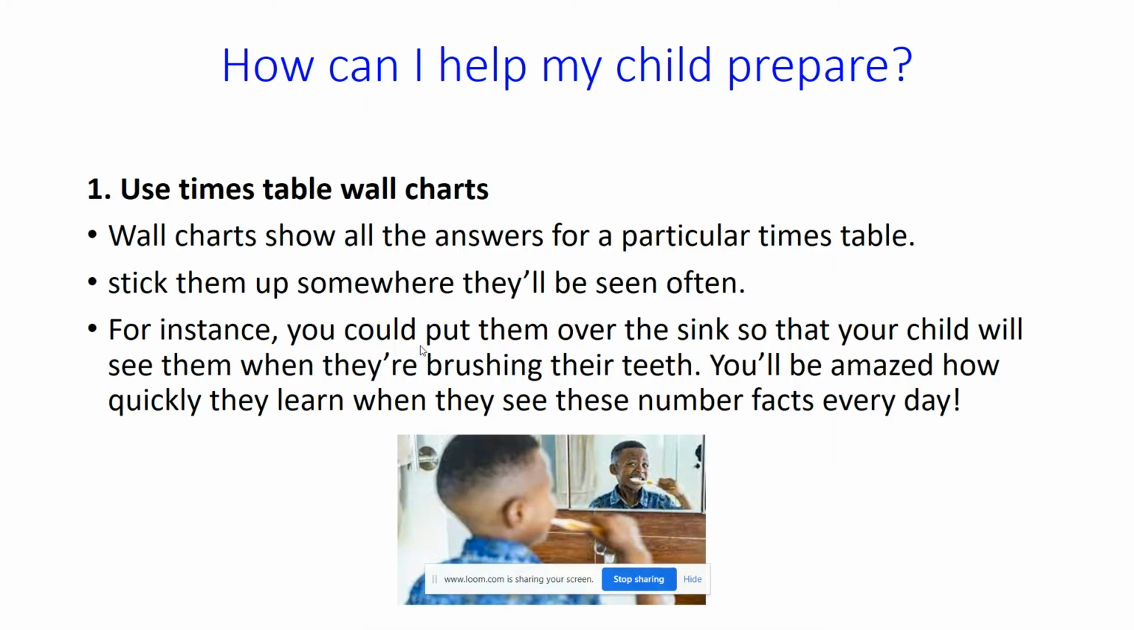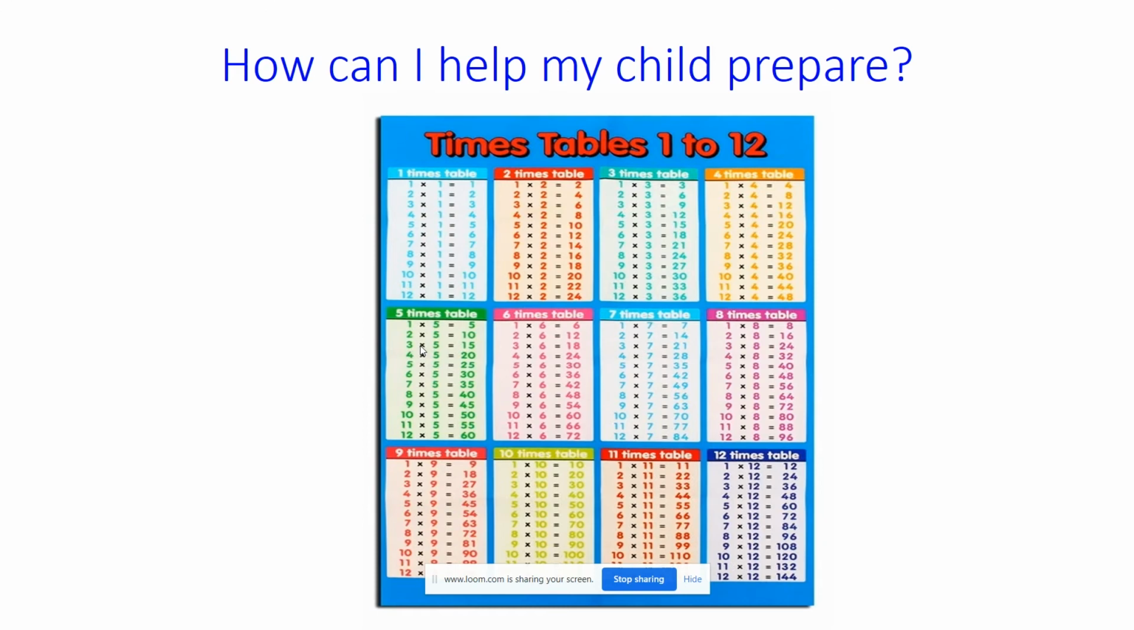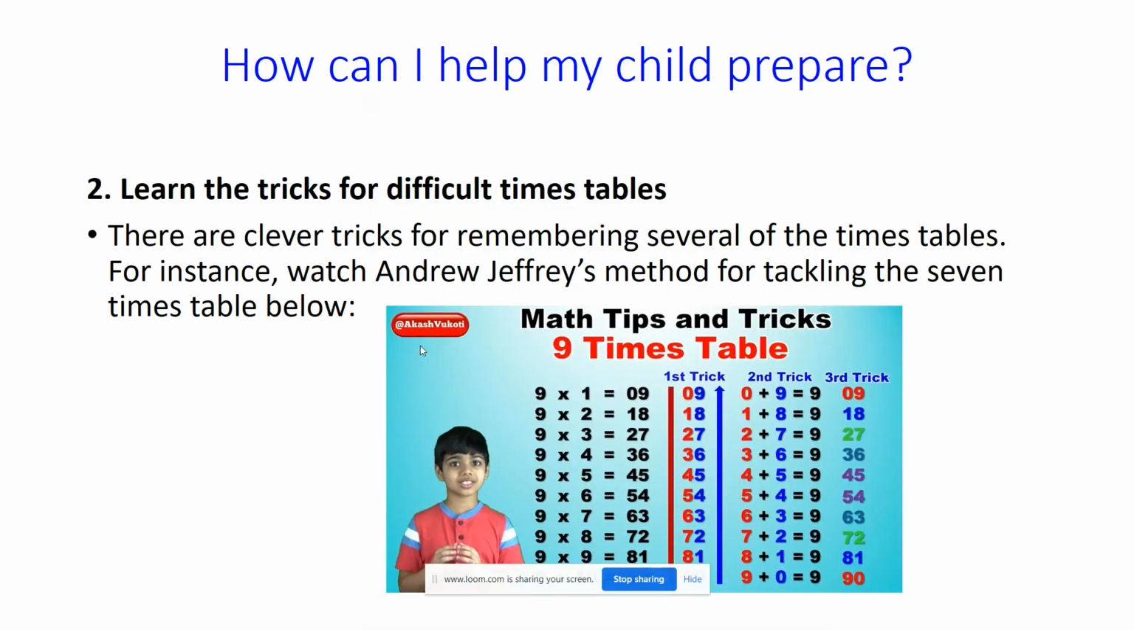So, for instance, you could put them over the sink so that your child will see them when they're brushing their teeth, or you might want it somewhere in their bedroom that they're going to look at maybe as soon as they wake up in the morning or before they go to bed at night. They can just go through some of those questions with you and make it fun. But you'll be amazed how quickly they learn them when they see these facts every single day. Children are like sponges. They learn things a lot quicker than adults do, as long as they're being shown them regularly. So there's the wall chart. Like I said, you can get these on the internet or you can buy them on Amazon for quite cheap.